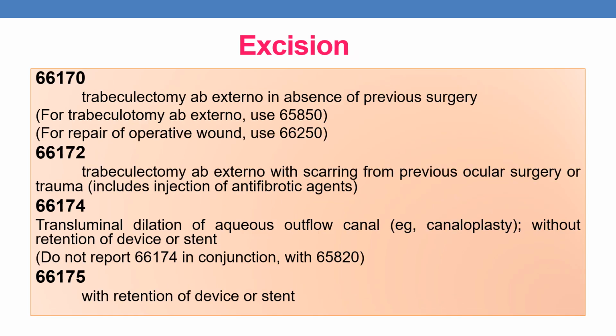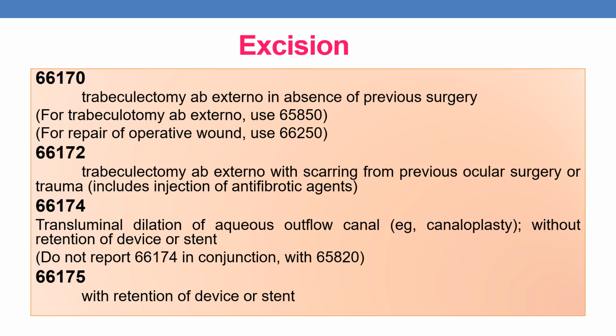Coming to the next CPT, that is 66170. It deals with trabeculectomy ab externo in absence of previous surgery. And for trabeculotomy ab externo, you need to use 65850. And for repair of operative wound, you need to use 66250. The next CPT is 66172. It deals with trabeculotomy ab externo with scarring from previous ocular surgery or trauma, including injection of anti-fibrotic agents.